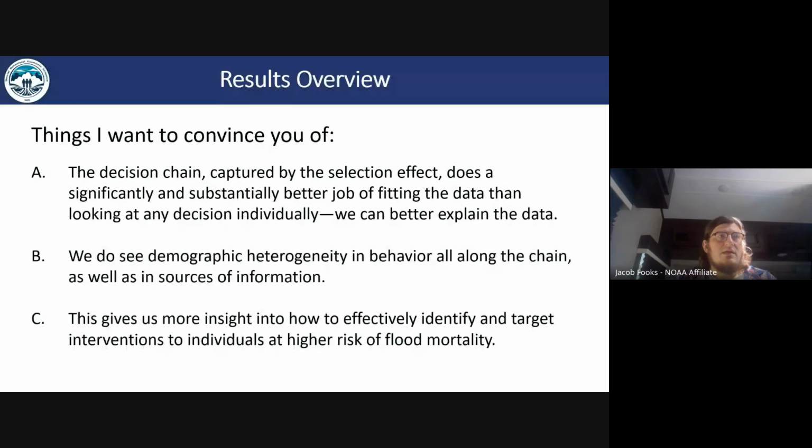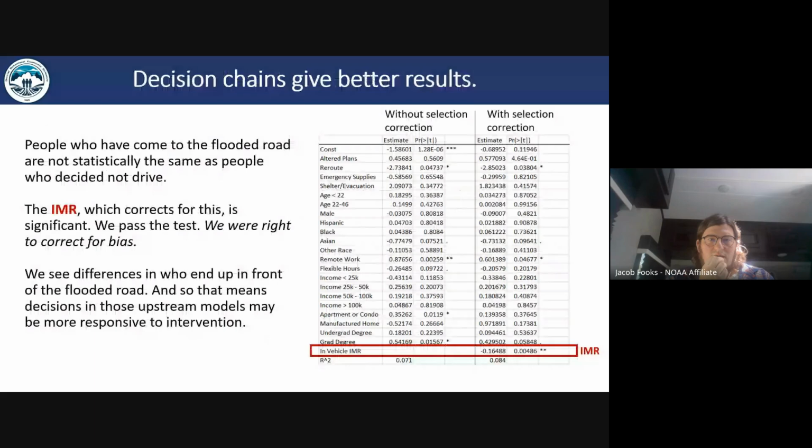So this means that, even based on this fairly limited sample, there is a fairly rich, as an economist I would call it, policy world, even though it's not policy in the way that most people think about it. But there's a rich space where we could think about applying some sort of intervention to improve things, right? Which is point C. This gives us insight into how to effectively identify and target interventions to individuals at higher risk of flood mortality. Onwards. All right. So my first point here is decision chains give better results.